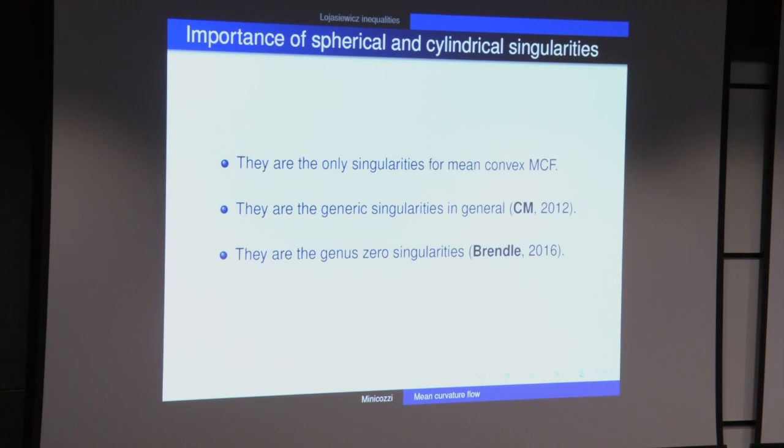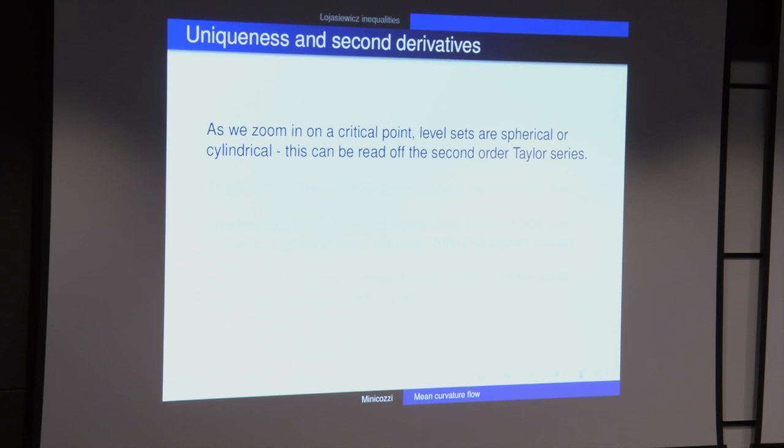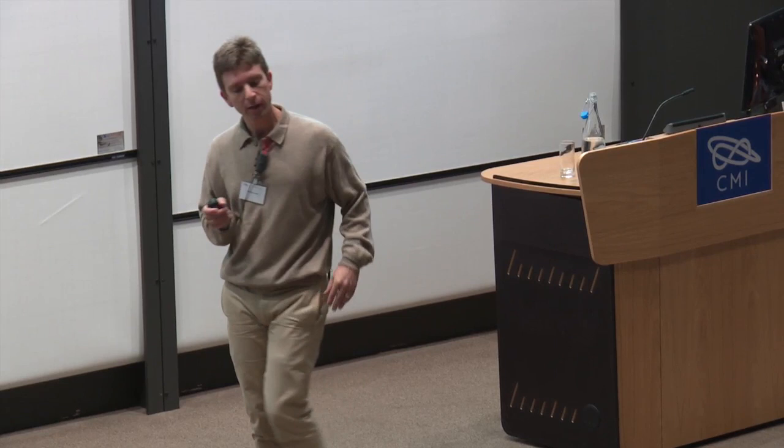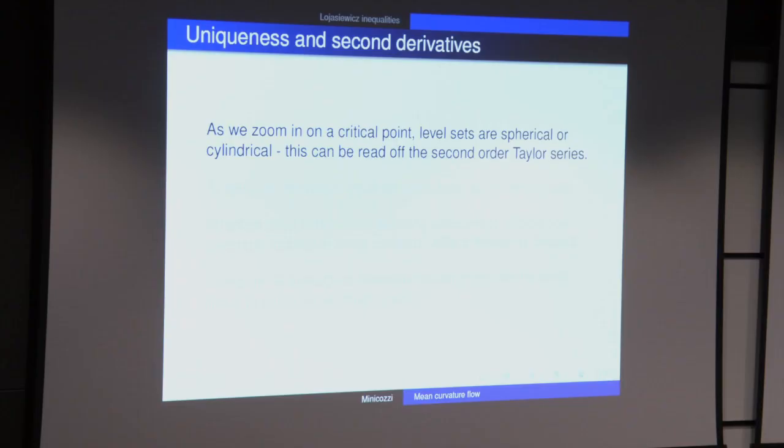Okay, so here's this idea. We have a singularity of a flow, and now we want to look at a neighborhood of the singularity just before the singular time. And now we see a common picture. So either we see something like a sphere that's shrinking and will disappear at that point, or we see something like a cylinder that's also shrinking. That's the picture just before the singularity.